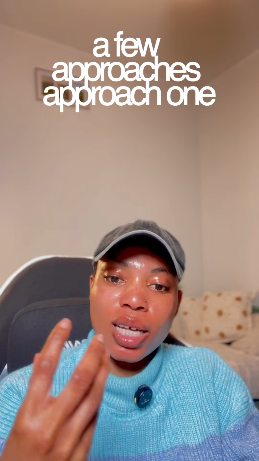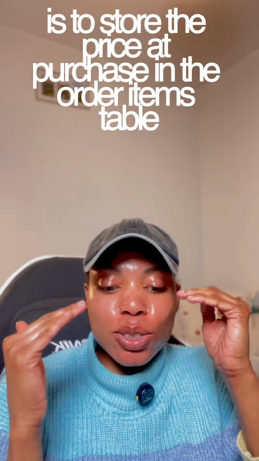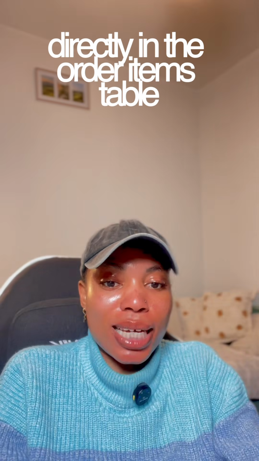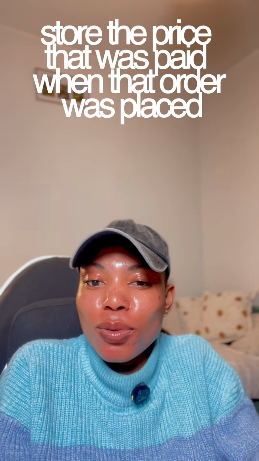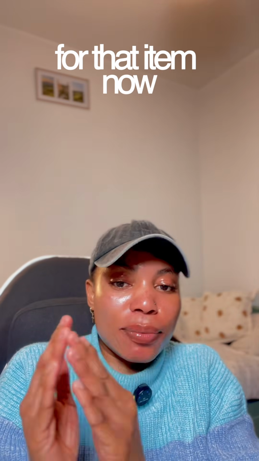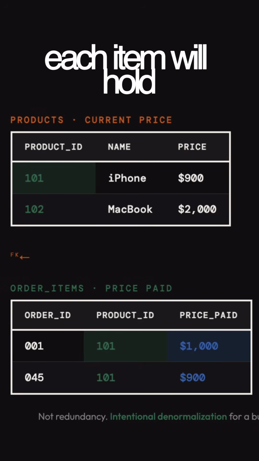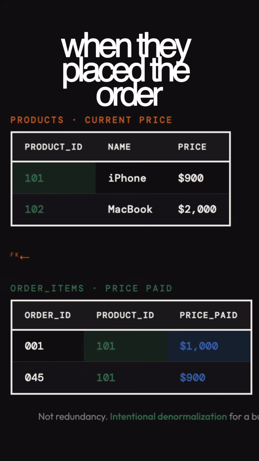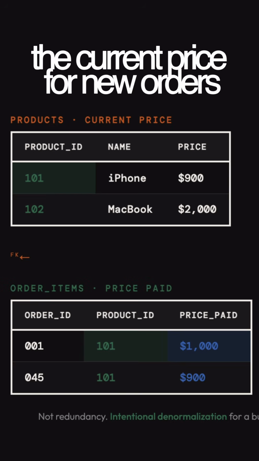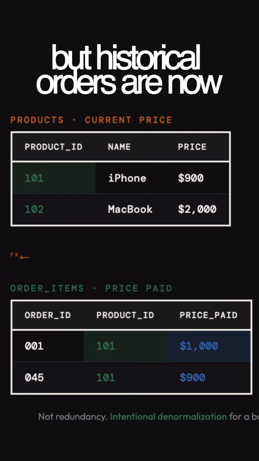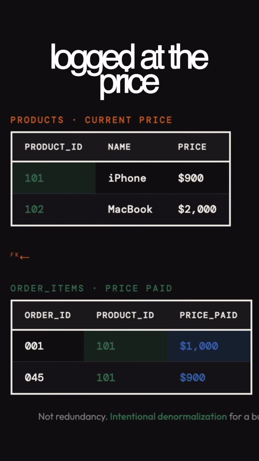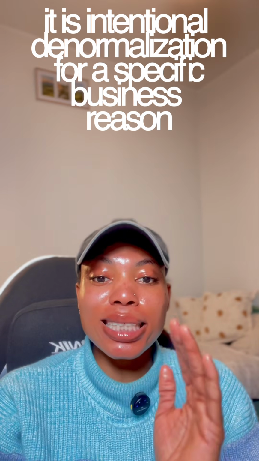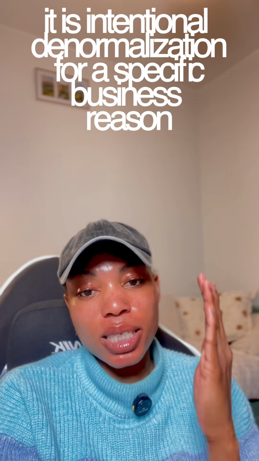There are a few approaches. Approach one, which is the most common, is to store the price at purchase in the order items table. Directly in the order items table, store the price that was paid when that order was placed for that item. Now, each item will hold the price that the customer actually paid at the time when they placed the order. The products table will still hold the current price for new orders, but historical orders are now logged at the price that was active when they were placed. This is not redundancy, it is intentional denormalization for a specific business reason.